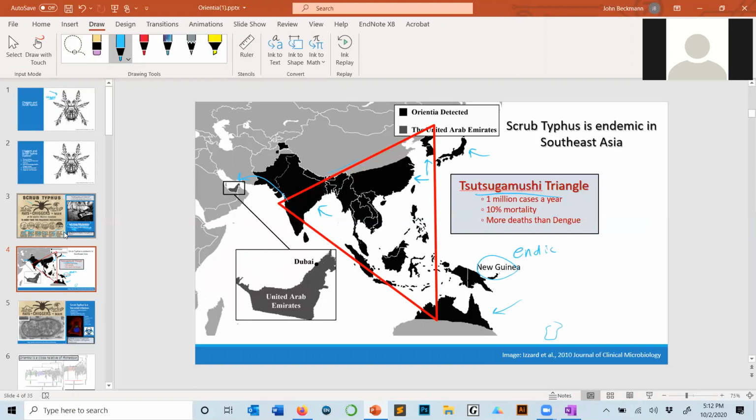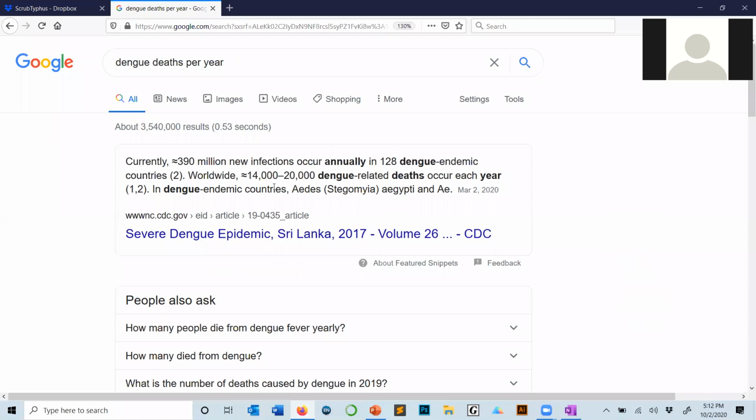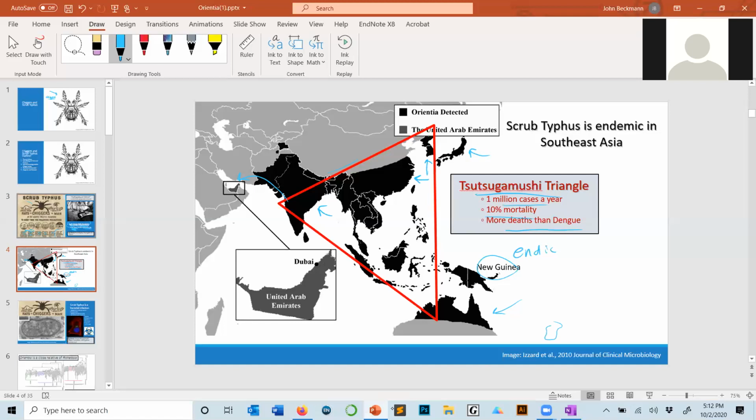The other interesting thing is this is a serious disease that almost nobody has heard of. Almost 1 million cases a year with 10% mortality. And this is actually more deaths than dengue fever. So we care a lot about dengue. I fact checked this: I looked on Google how many deaths occur from dengue every year, 14,000 to 20,000. So that works out, because if there are 1 million cases a year with 10% mortality, that's 100,000 deaths a year. That's a lot of people dying, especially from a bacterial disease that can be treated with antibiotics.